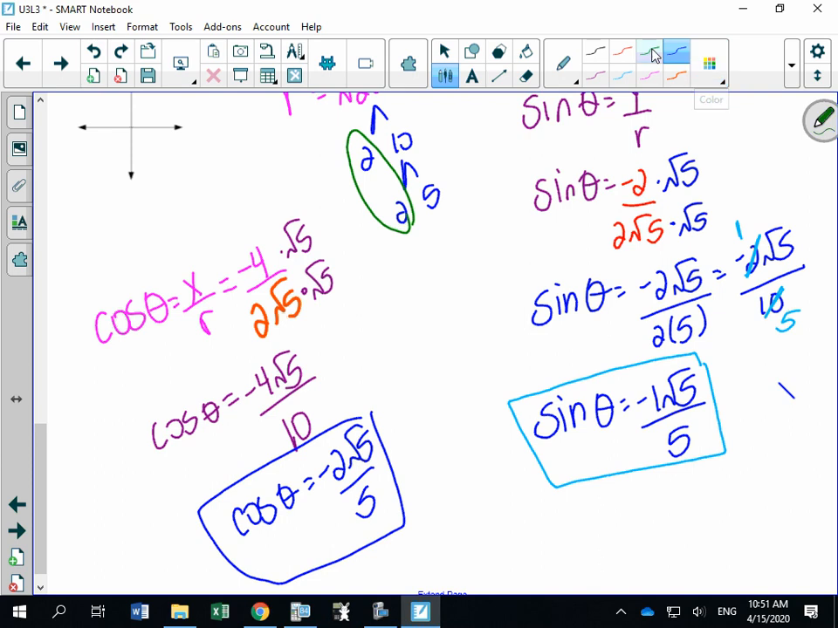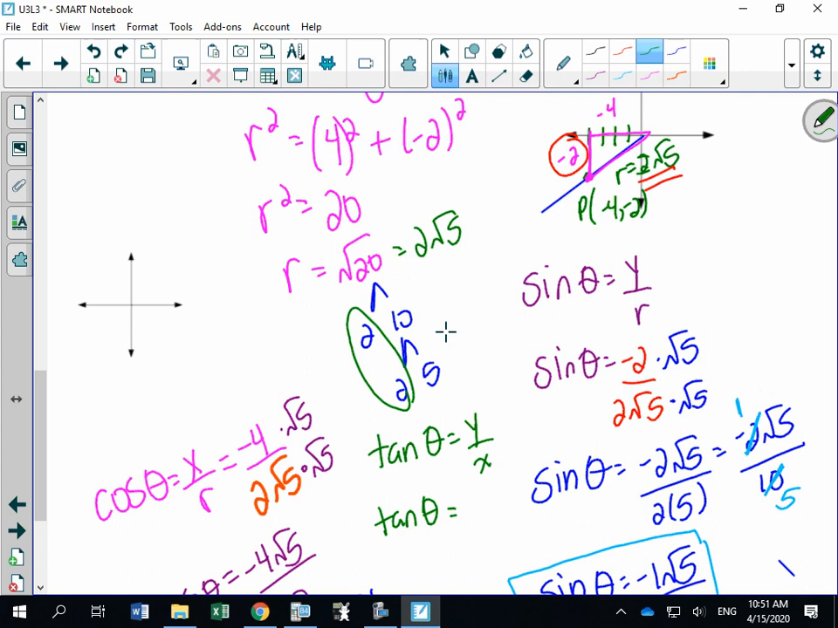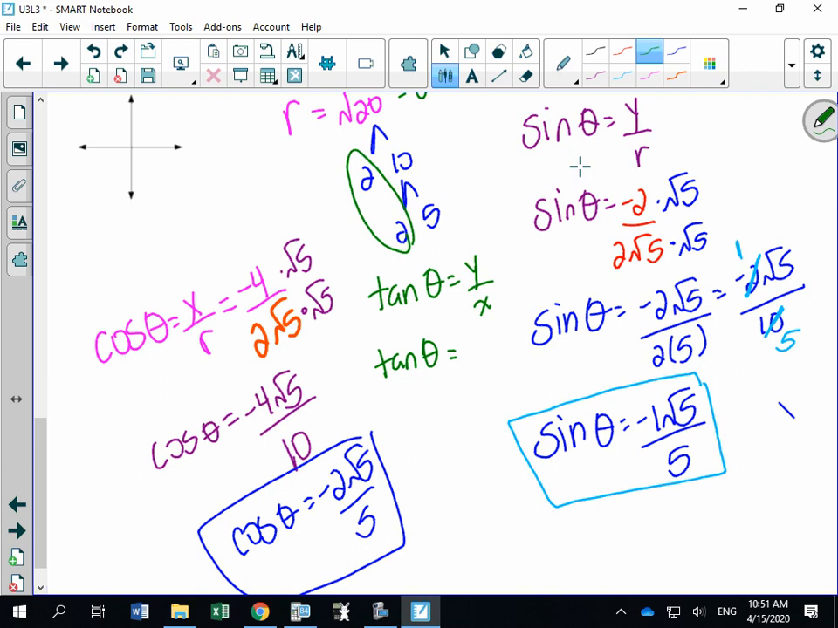Let's do the last trig ratio, which is the tan of theta. Tan is y over x. I'm going to go back to my triangle. Y was negative 2, x was negative 4. What do two negatives make? Two negatives make a positive. And what's 2 over 4? That reduces to 1/2. So there would be my 3 trig ratios.